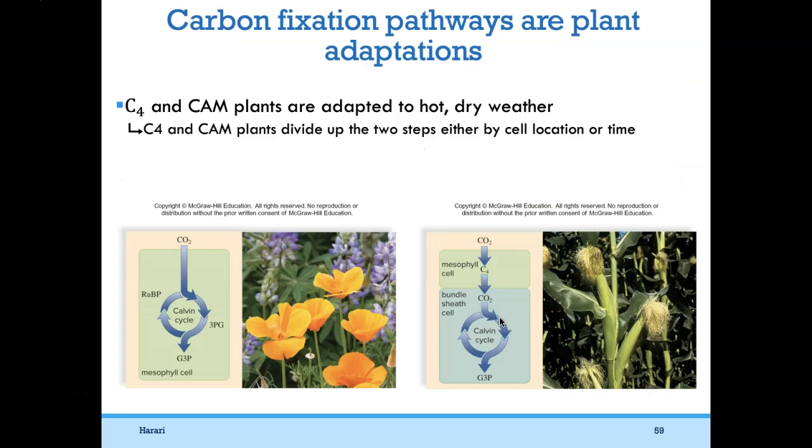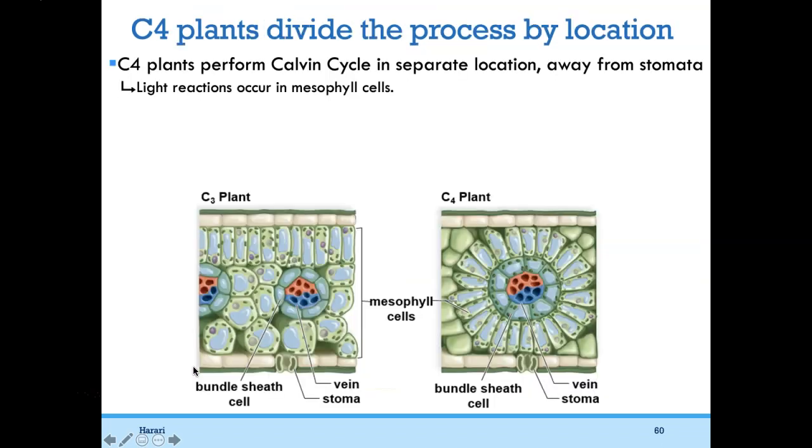So let me just show you on this other slide. A corn plant does the light reactions in the mesophyll cells, but then transfers the carbon fixation part into the bundle sheath cell. So two separate locations. Whereas in a C3 plant, everything is in the same cell.